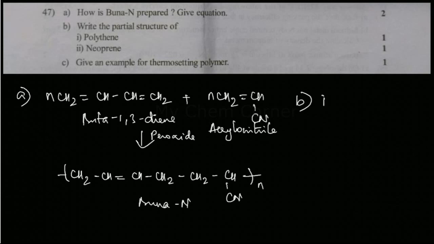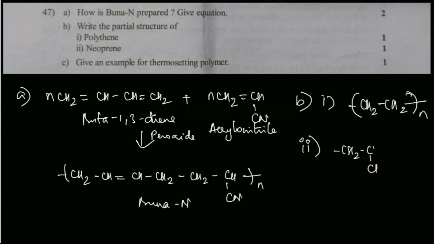Then the B part is, first one, write the partial structure for polythene. For polythene, your partial structure is this with CH2 and then n. Then the second part of this is to write the partial structure of neoprene. You have CH2, C, Cl, double bond CH, CH2. And you continue the chain. That's when you have a polymer. So you have to always continue the chain. Next one is the third one. Last question. Give an example for thermosetting polymer. You can give bakelite. You can also give urea formaldehyde resin. Any one can be given.